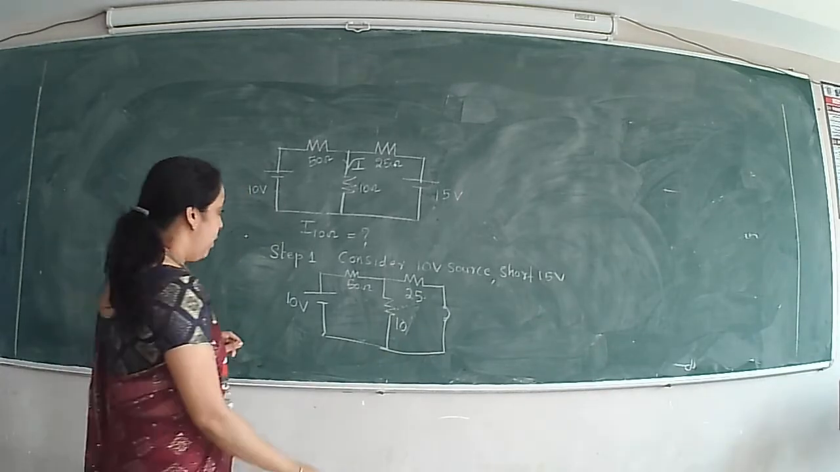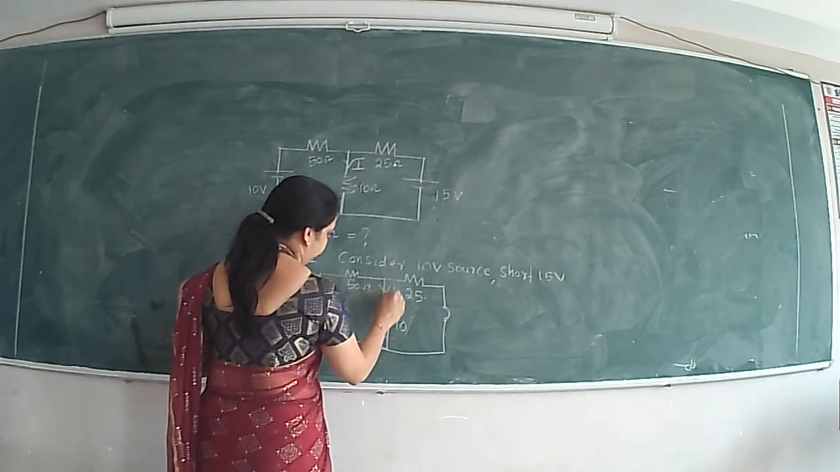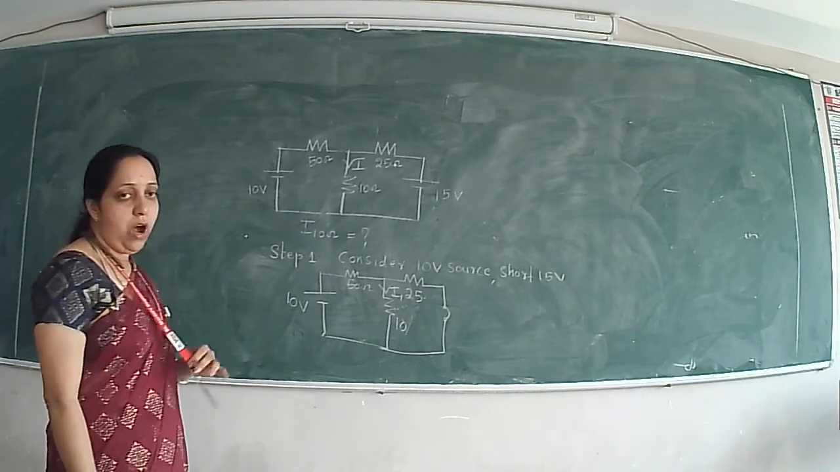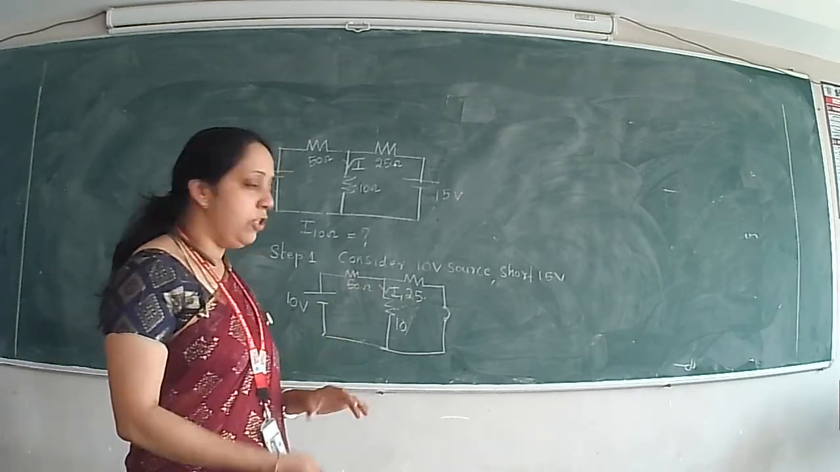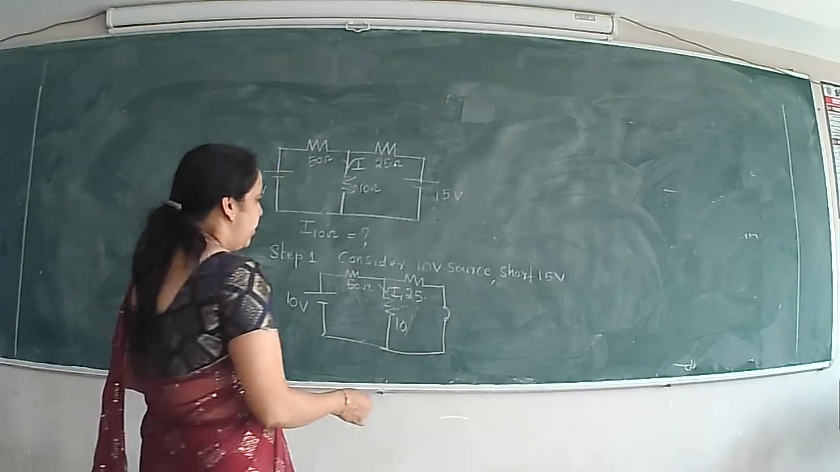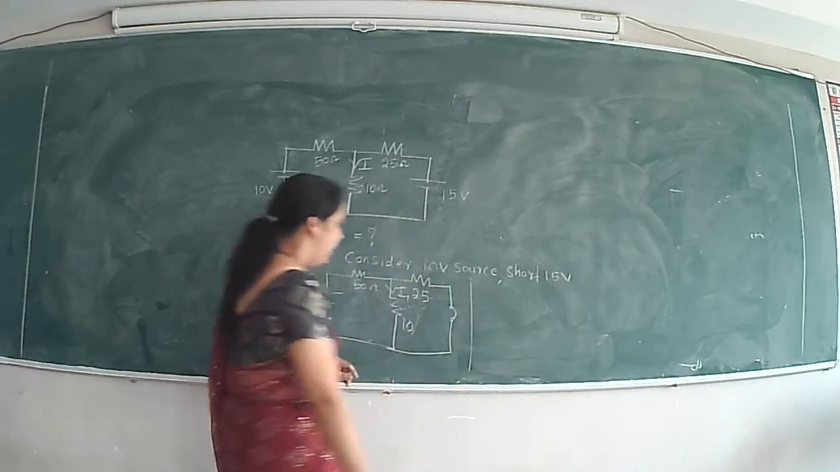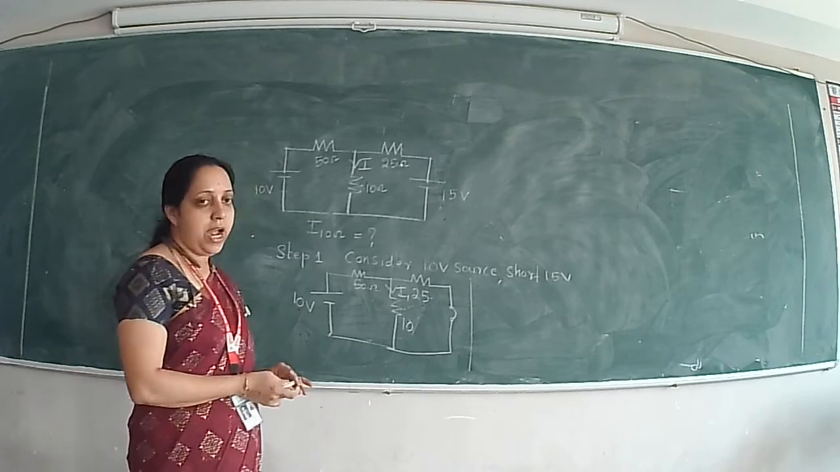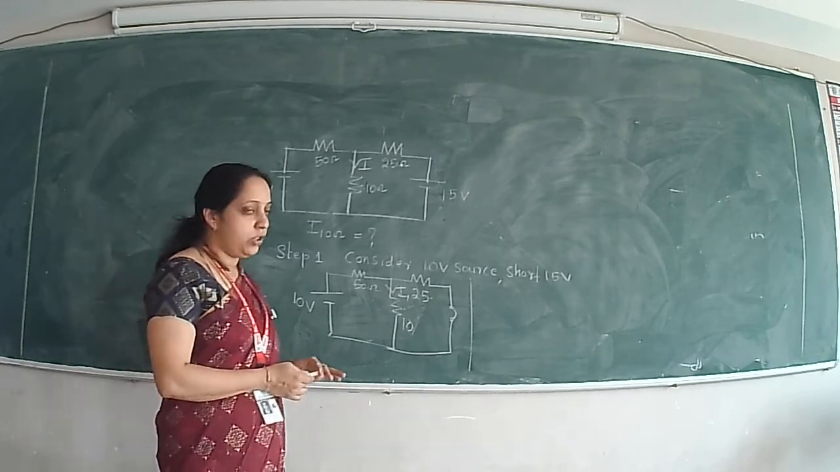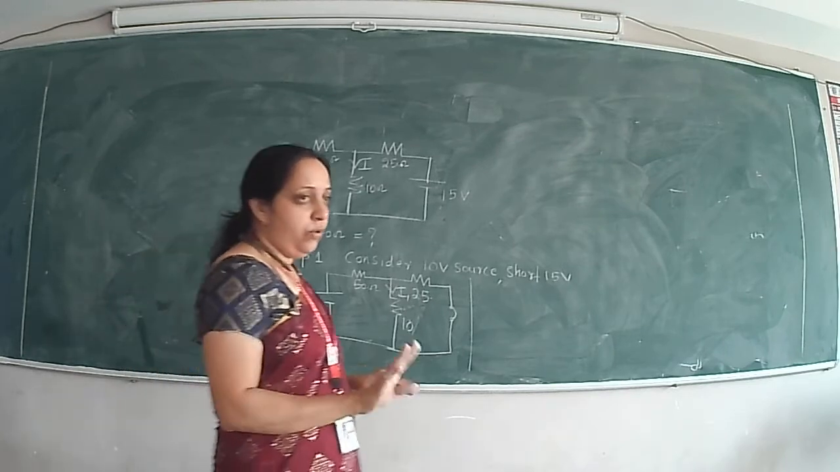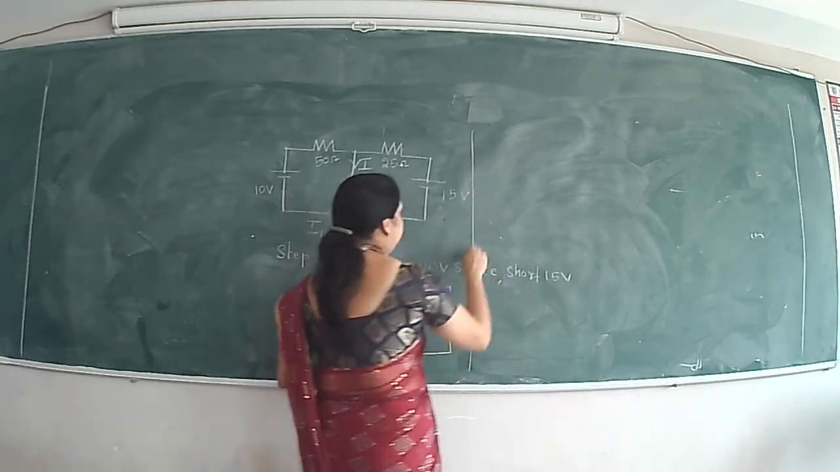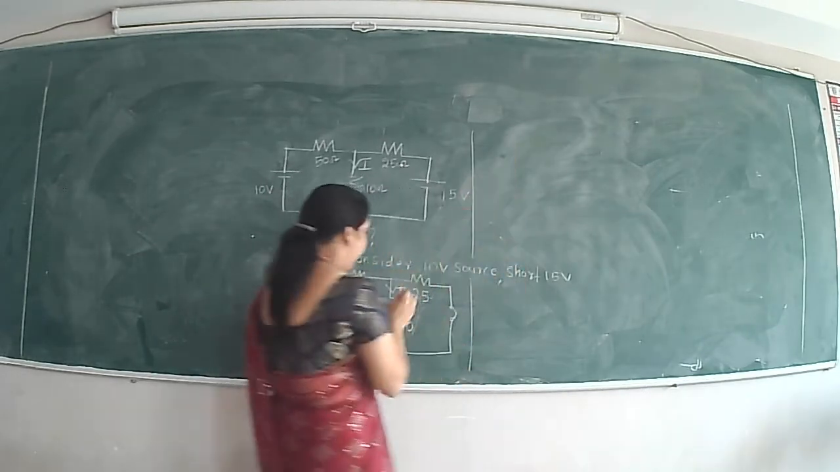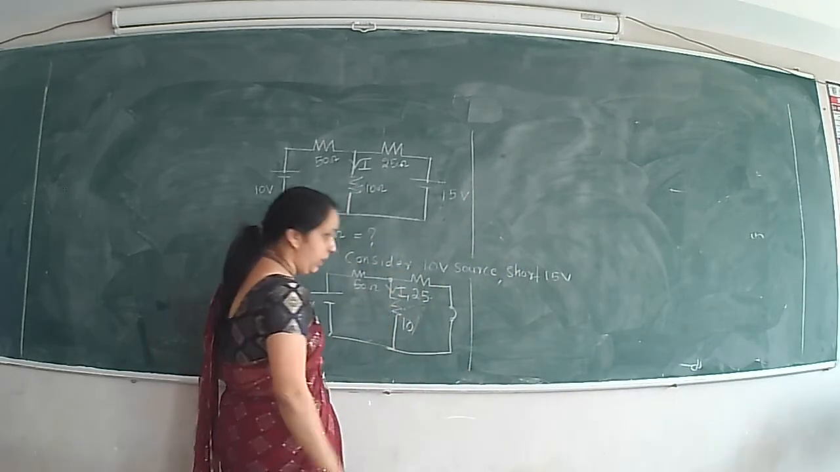So here, if we want to find the current I1, we are considering the 10 volt source. Then how will we find the current passing through the 10 ohm resistor? Here we can use any method: the resistance reduction method, the branch current method, or nodal analysis, etc. So first we will apply the nodal method here. If we apply the nodal method, first we have to assume the nodes.